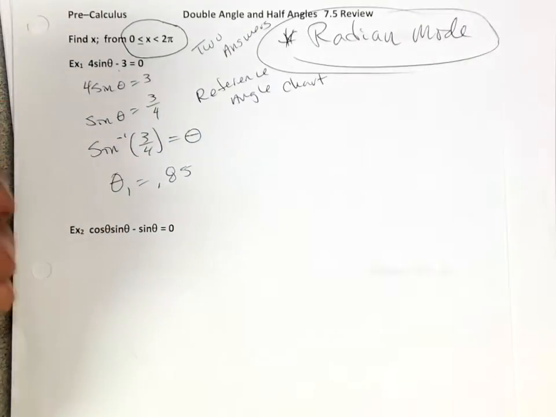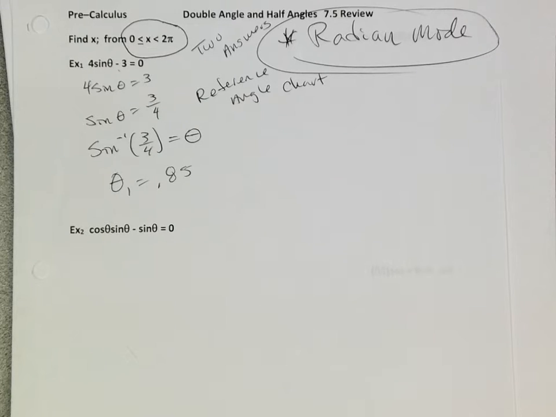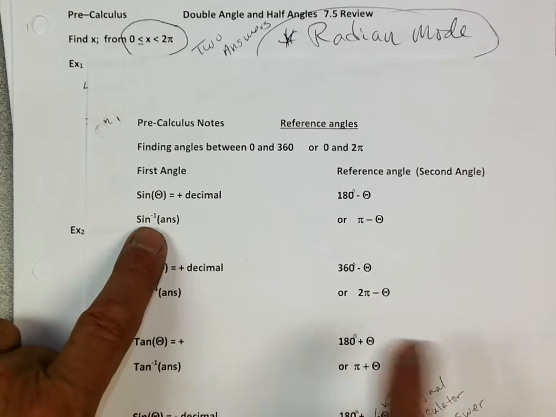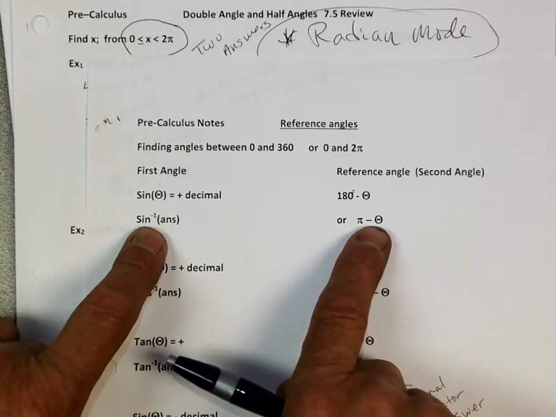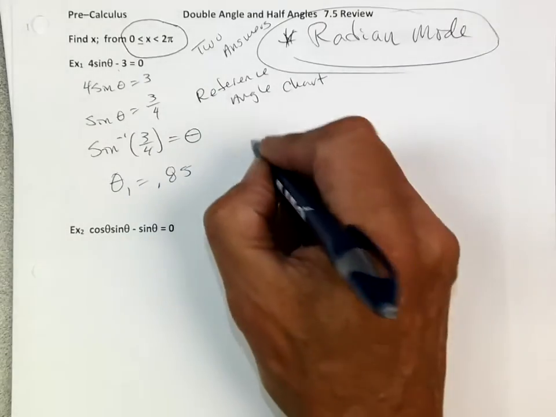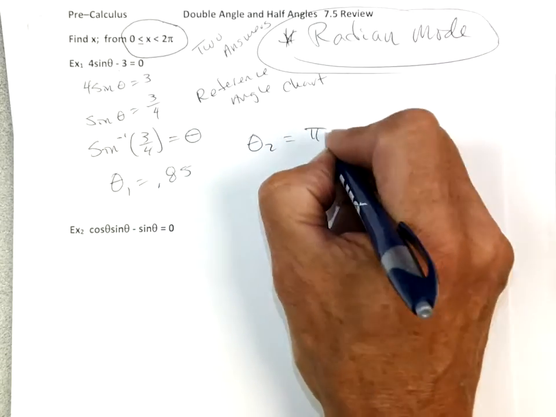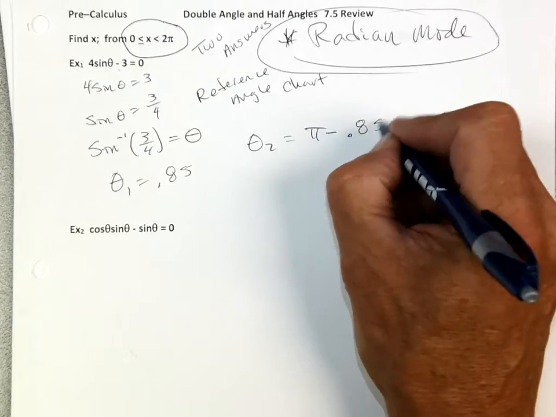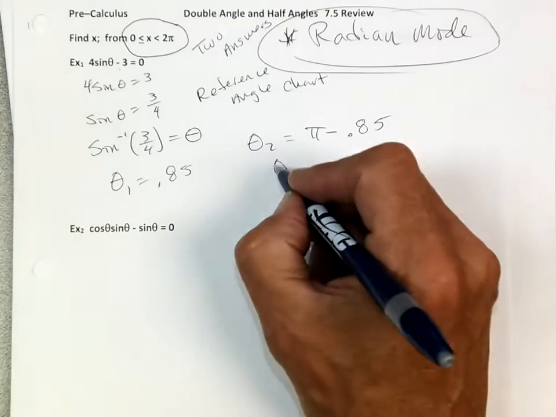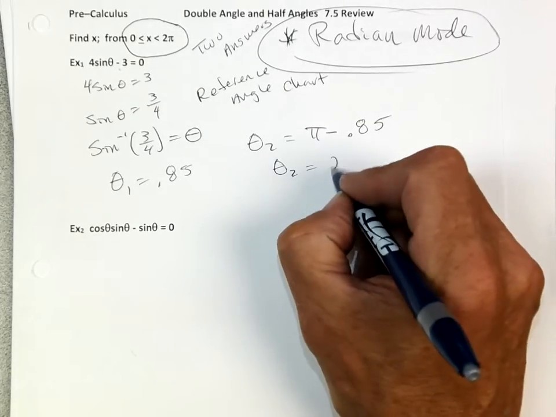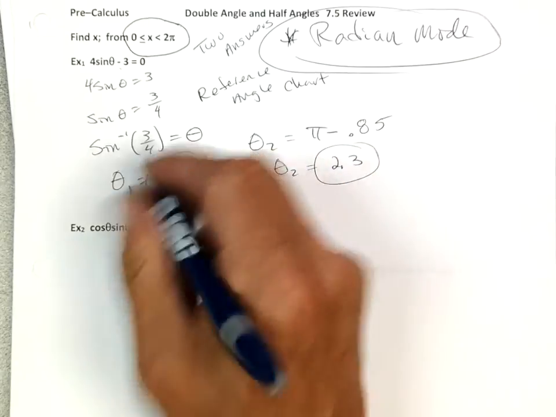Now, we talked about the fact that there might be two answers. In fact, there are. So to find the second answer, I use my chart. And I go here and I go, okay, well, the second angle is just going to be pi minus theta 1. So to get theta 2, theta 2 is just going to be pi minus my 0.85. So I'm going to go pi minus that answer, and I get about a 2.3. So theta 2 is about a 2.3, okay?